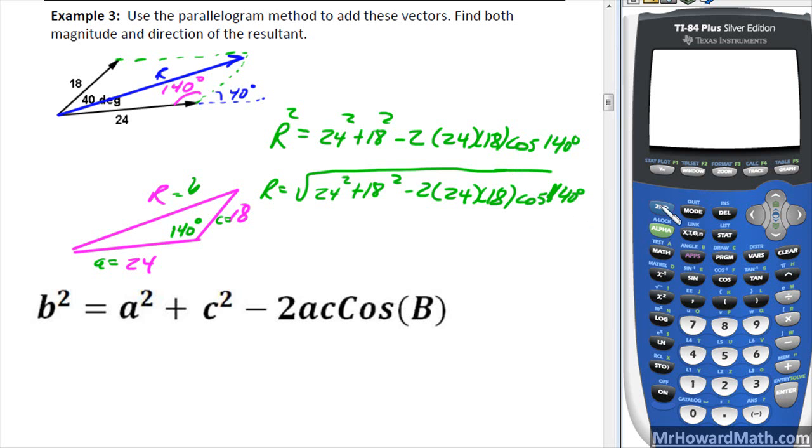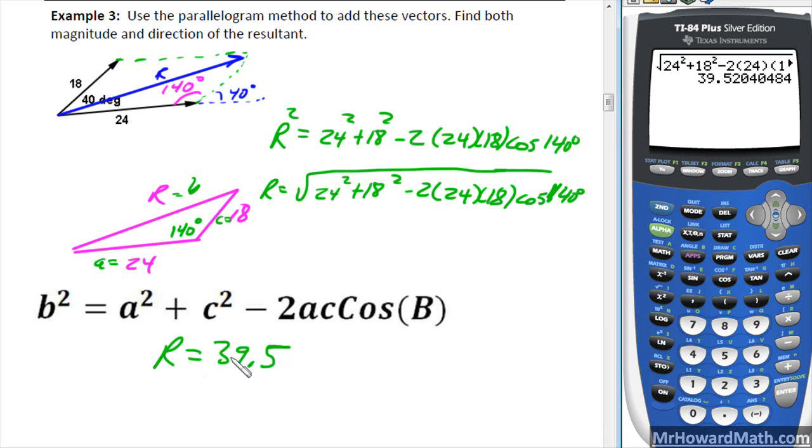Alright, so let's put that in our calculator and get the magnitude. So 24 squared plus 18 squared, subtract 2 times 24 times 18 times cosine of 140, and we get a magnitude of R. The resultant magnitude is 39.5 units.